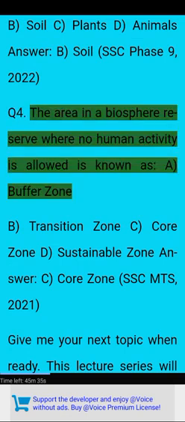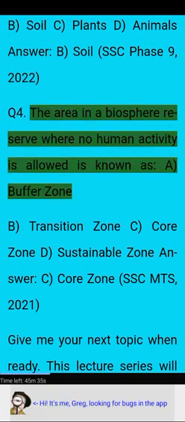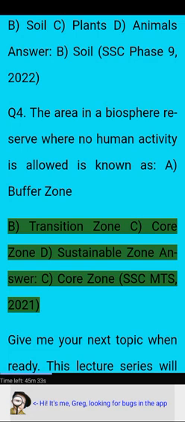Q4. The area in a biosphere reserve where no human activity is allowed is known as A. buffer zone. B. Transition zone. C. Core zone. D. Sustainable zone. Answer. C. Core zone. SSC MTS 2021.